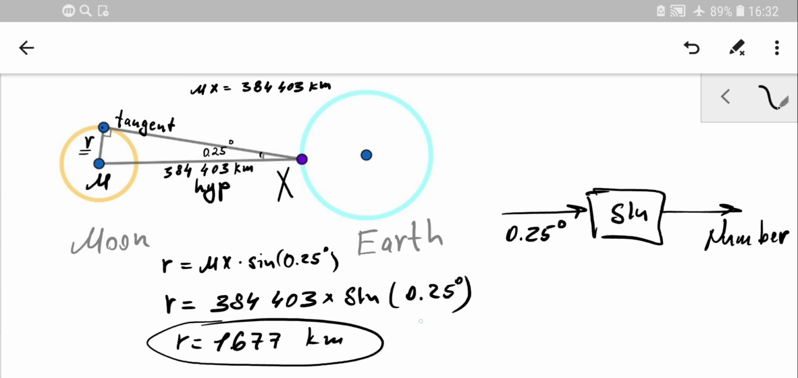But actually, more precise source of information tells us that it's about 1,737 kilometers. So, guys, you decide what's wrong here, or probably what sort of assumptions need to be stated here in order to have a precise value, okay?